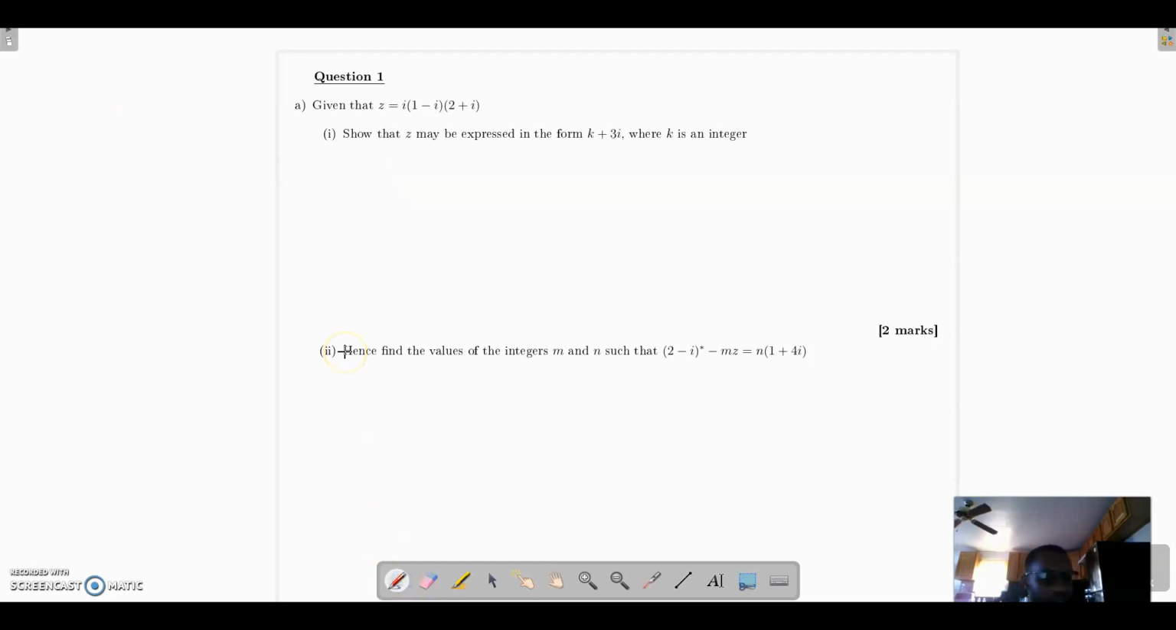So the first question says, given that z is equal to i(1 - i)(2 + i), show that z may be expressed in the form k + 3i, where k is an integer. Now, all we need to do right here is really to expand this bracket and simplify. All right, so this is what we're going to be doing. So we have i(1 - i)(2 + i).